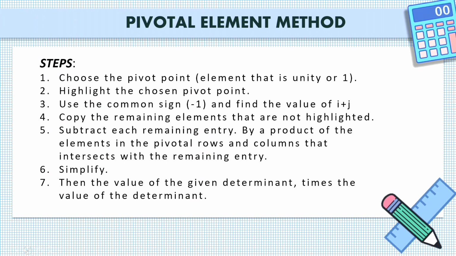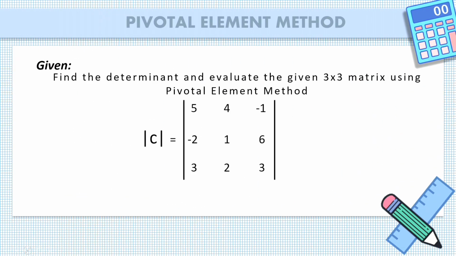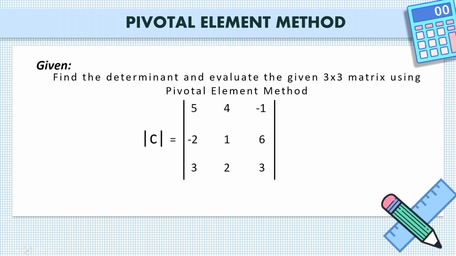Here are the 7 steps on doing the pivotal element method. Our first given is: find the determinant and evaluate the given 3x3 matrix using the pivotal element method.